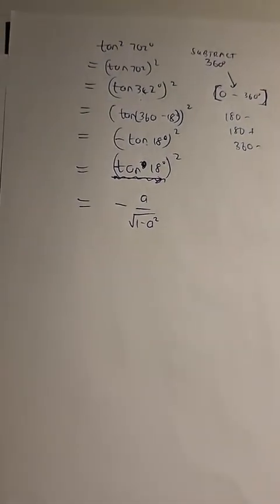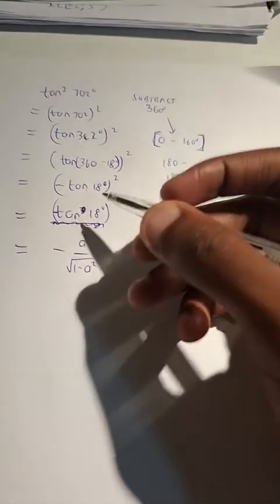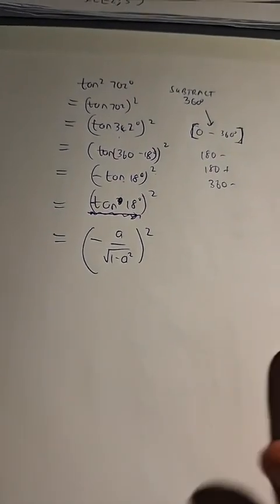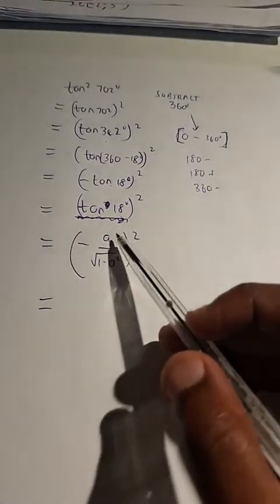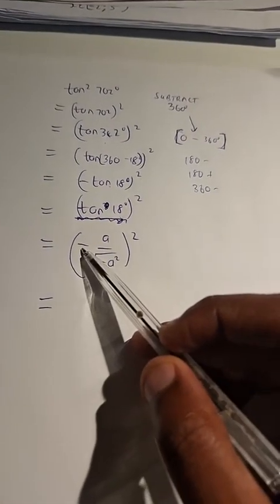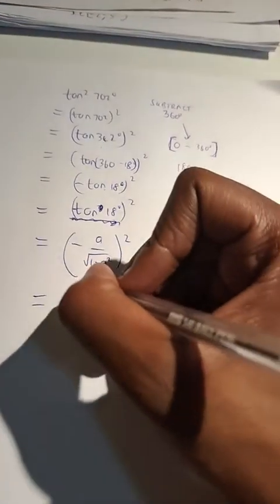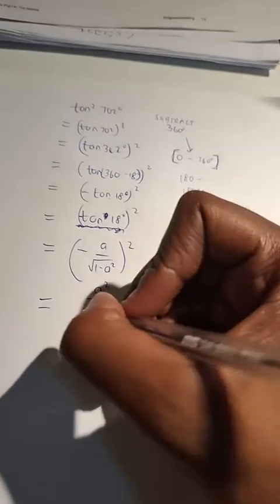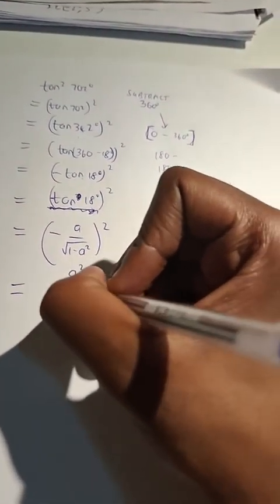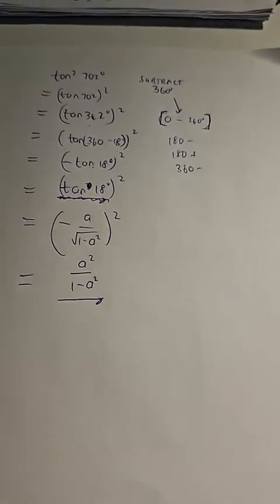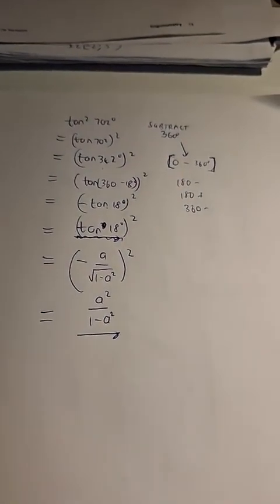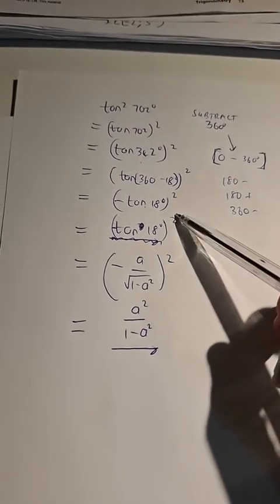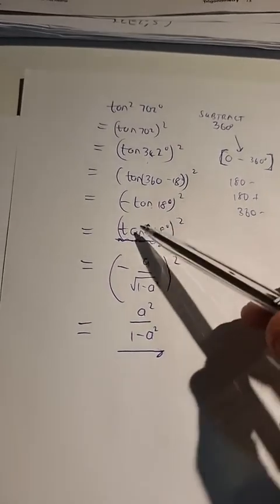I substitute that, but then remember, I have to square all of that. When I apply the square to the negative sign, it becomes positive. I apply the square to the a, that becomes a squared. I apply the square to the square root, that becomes 1 minus a squared. And that is my answer. So I held back a little bit from applying the square immediately.